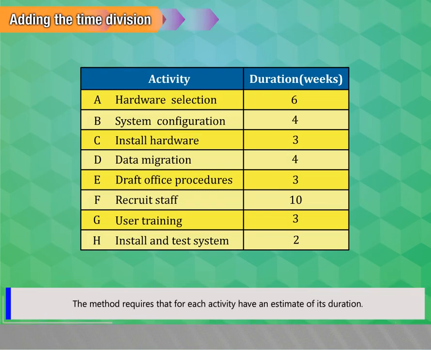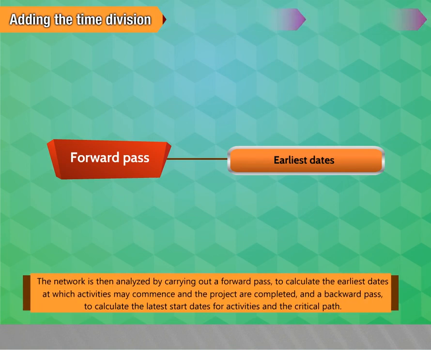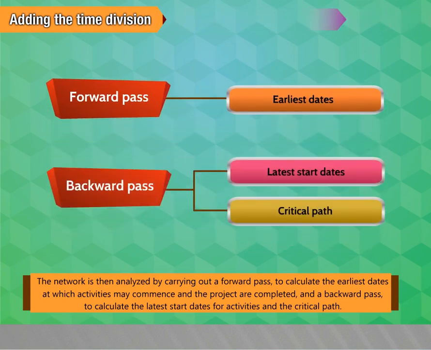The method requires that each activity have an estimate of its duration. The network is then analyzed by carrying out a forward pass to calculate the earliest dates at which activities may commence and the project be completed, and a backward pass to calculate the latest start dates for activities and the critical path.